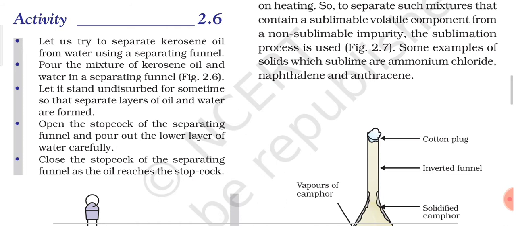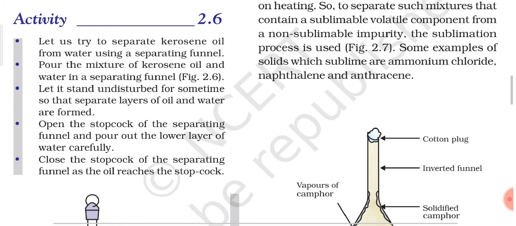Like I have said, if you are having a mixture in which one component is sublime in nature, whereas the other component is non-sublime in nature, then you will always apply the process of sublimation. And by now you must have understood that whatever separation methods or techniques we are applying depends on the nature of the mixture. For example, in this case, we are having a mixture of camphor and salt, where camphor is sublime in nature, salt is non-sublime in nature, and that is why we are applying here the process of sublimation.